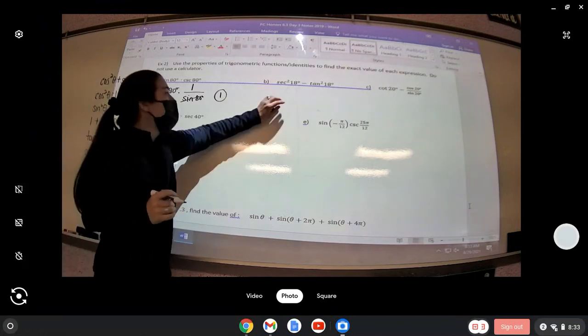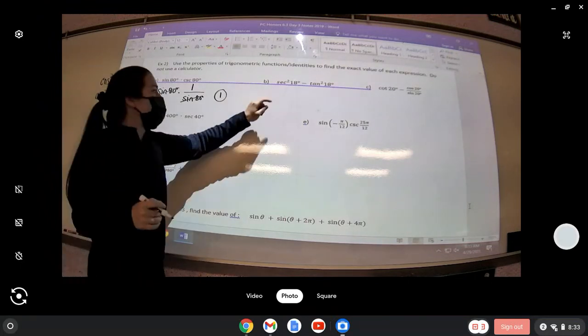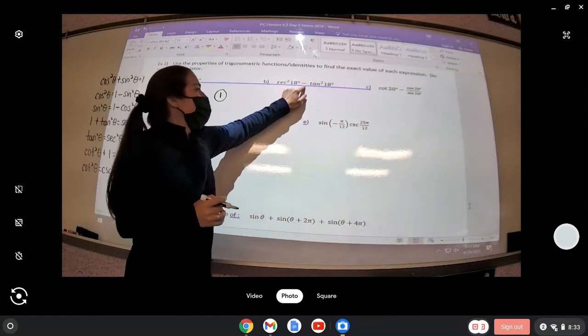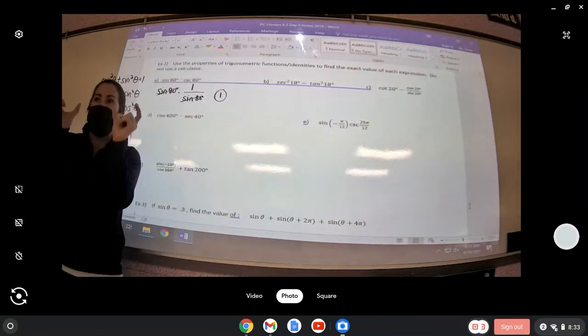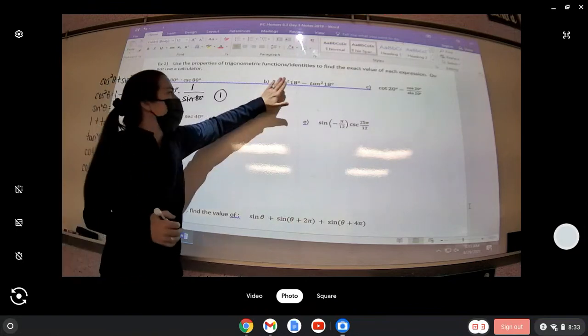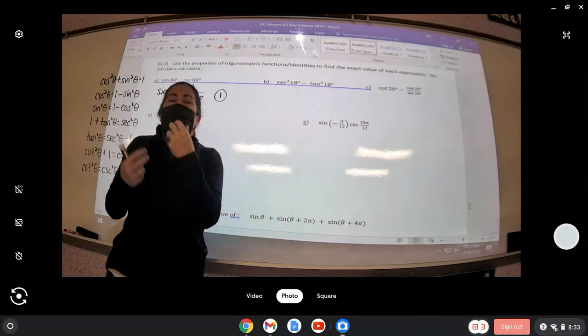All right, look at the next one. I wrote our Pythagorean identities over here just to have them handy because I won't have my notes to go back and forth through. So in part B, it says we have secant squared of 18 degrees minus the tangent squared of 18 degrees. Notice they're both talking about the same angle measure. If you're going to use an identity, this one can't be 18 degrees and this one 19 degrees. It has to be the same angle.